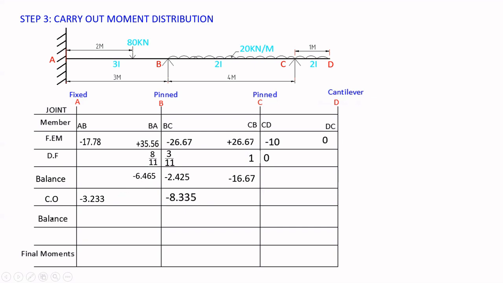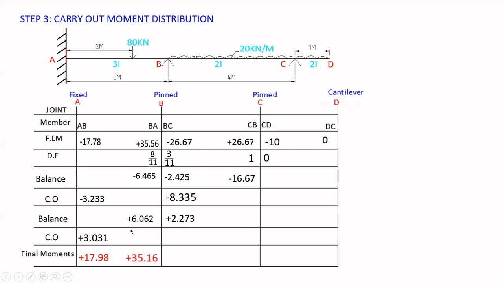Next, you do a balance. The out of balance moment is negative 8.35. If you do the distribution, you get positive 6.2 and 2.273. Next, we do the carryover. Half of this comes to this side, and there's no carryover on this side.